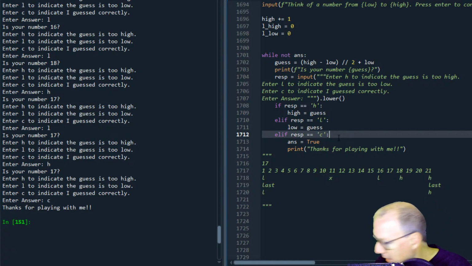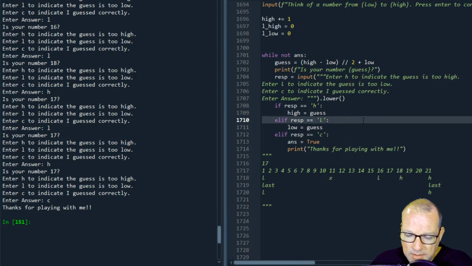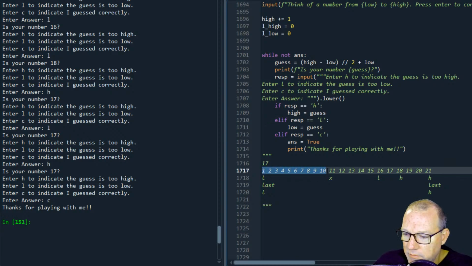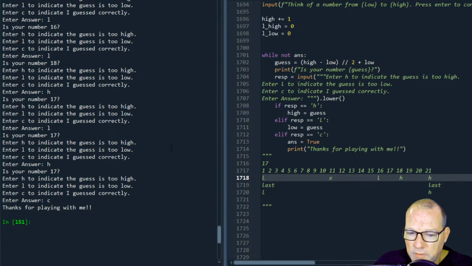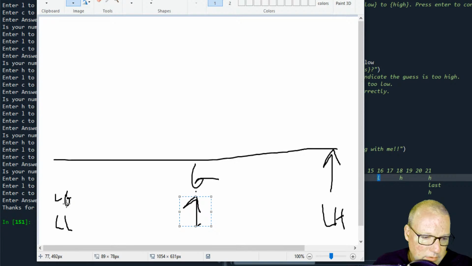So back to where we are right now. Let's use this case example of if it's too low, and we're going to remove all of these, and we're going to move our low up to here.